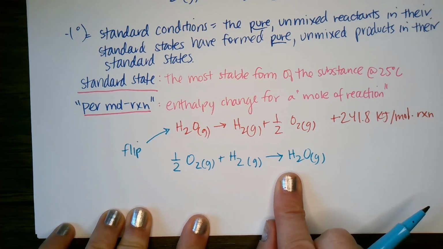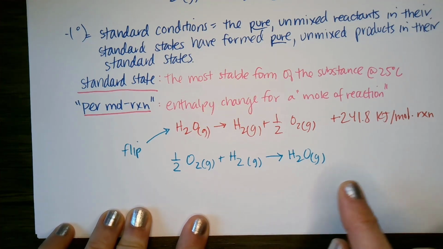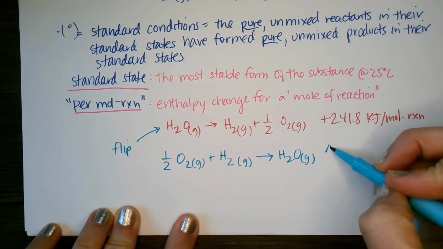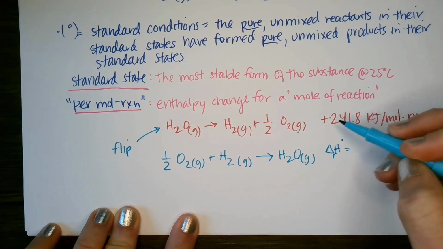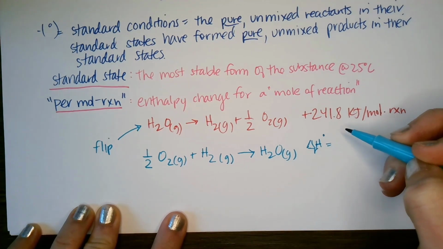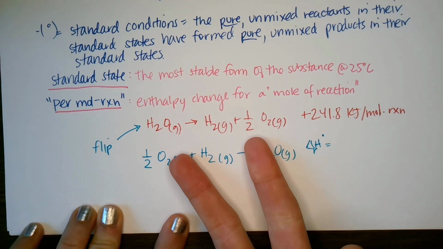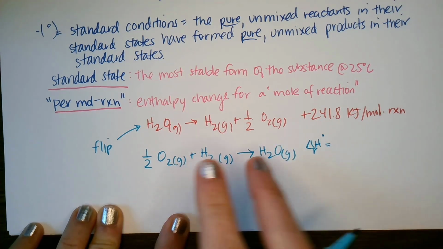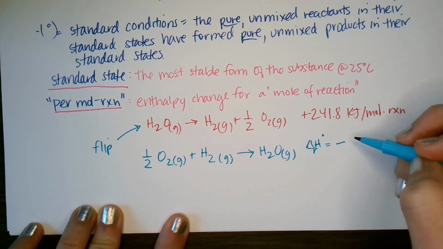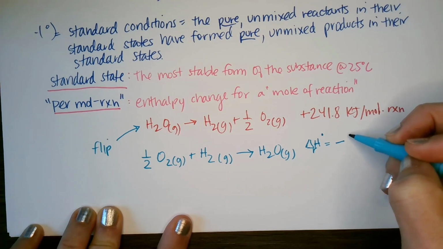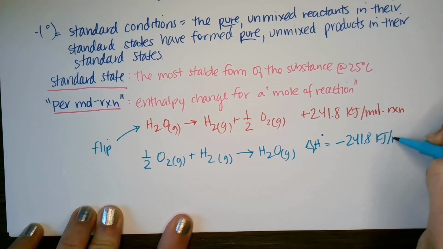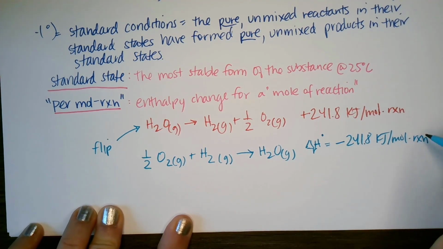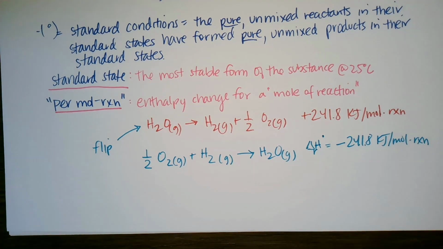Now the magnitude of the enthalpy change for this reaction is the same as that for the decomposition reaction, but the sign is reversed. My ΔH for the reaction at standard state was positive 241.8, but because I flipped my reaction, I flip the sign, so it now becomes an exothermic reaction, negative 241.8 kilojoules per mole for the reaction.